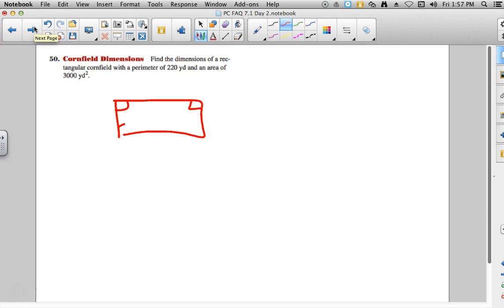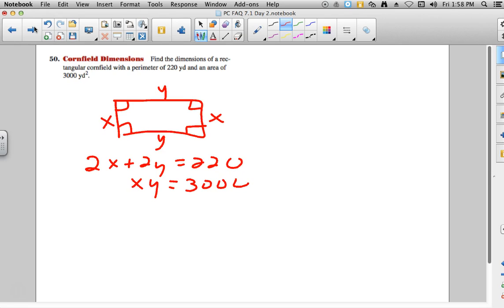Rectangular cornfield, perimeter of 220, we don't know either dimension. So 2x plus 2y equals 220 yards, and x times y equals 3,000. That's how a rectangle is. And then again, what we would do is use substitution here. I think I'll get x all by itself.